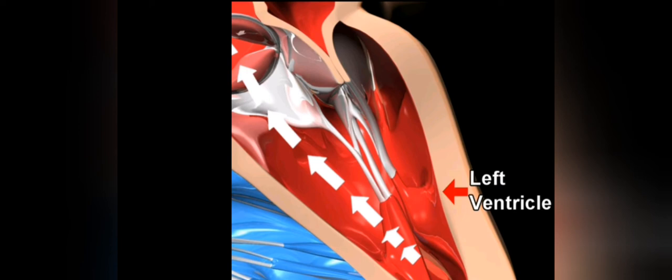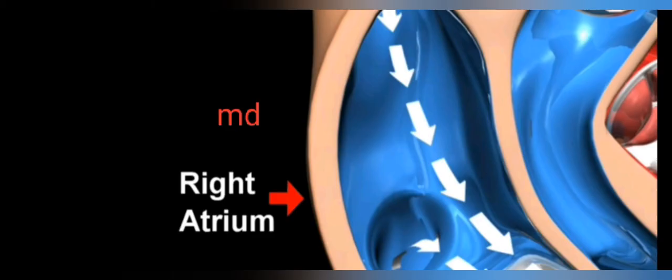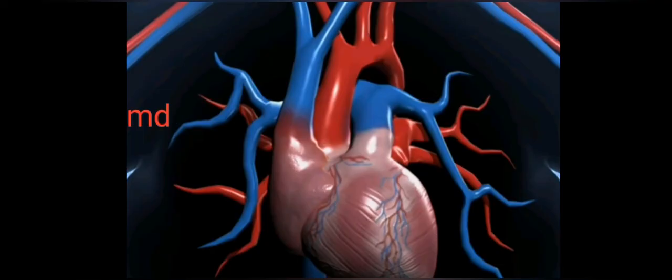The artery supplies oxygenated blood to all organs of the body except the lungs. Aorta is the largest artery in the human body.